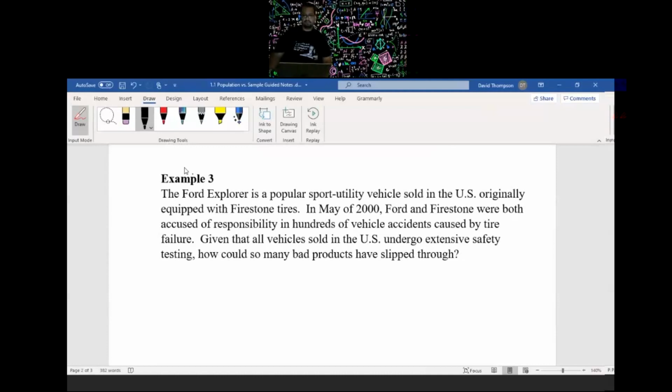Example 3. The Ford Explorer is a popular sports utility vehicle sold in the United States, originally equipped with Firestone tires. In May of 2000, Ford and Firestone were both accused of responsibility in hundreds of vehicle accidents caused by tire failure. Given that all vehicles sold in the U.S. undergo extensive safety testing, how could so many bad products have slipped through?